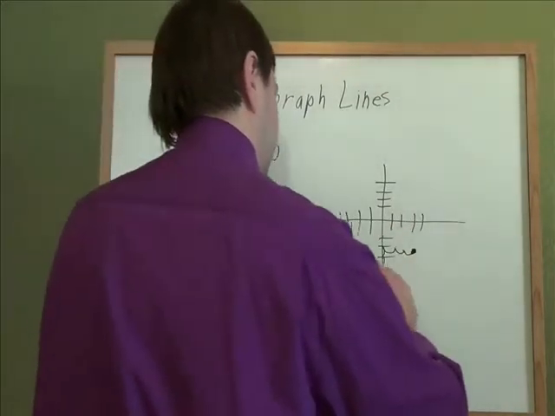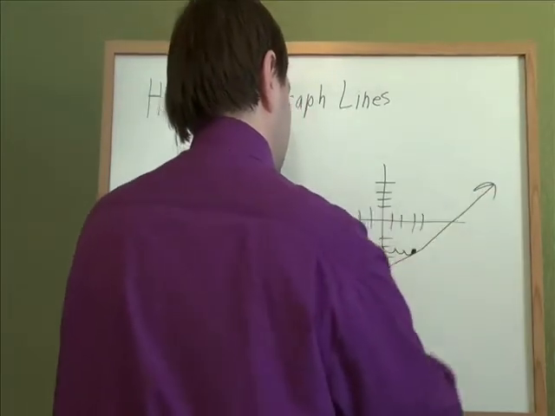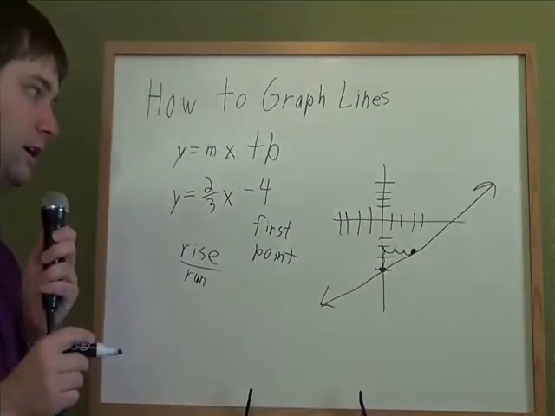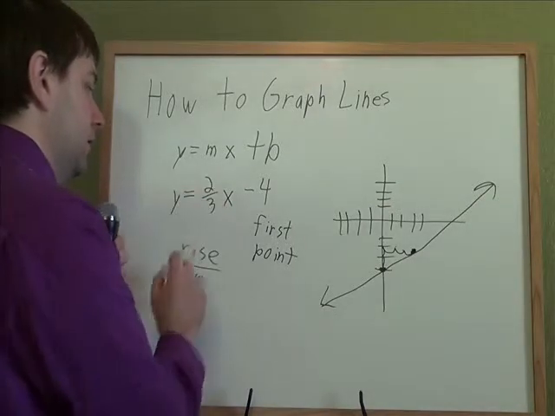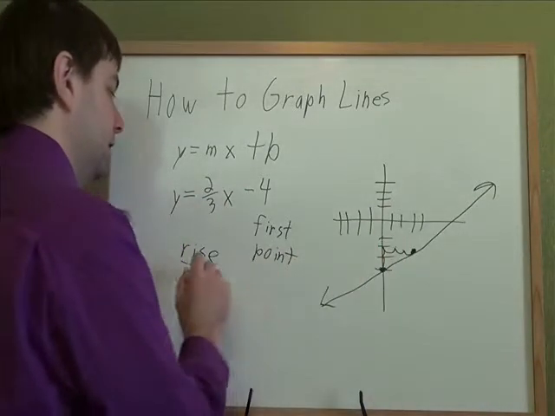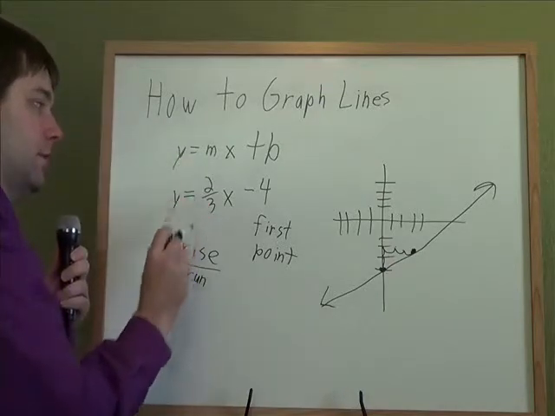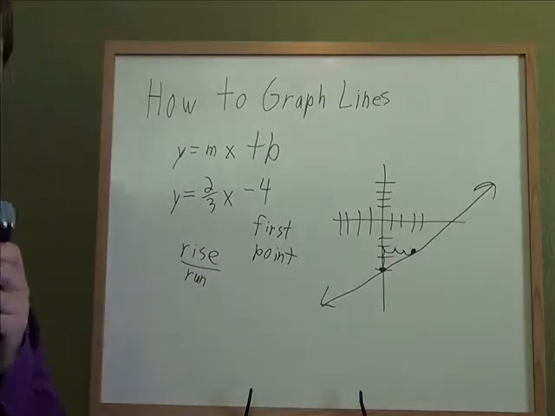Just make a line through those. And that is how you graph a line. For the rise over run, you go up if it's positive, down if it's negative, but always to the right for the run. So let's do an example with a negative slope and see how that works.